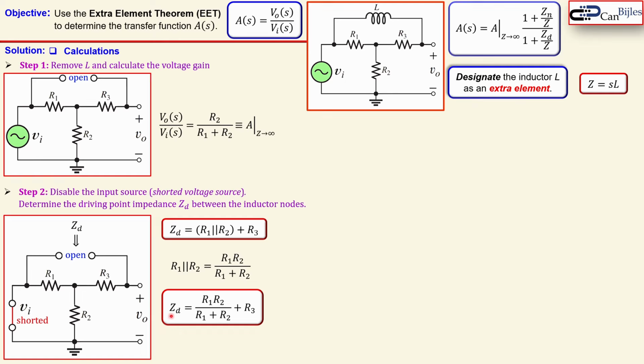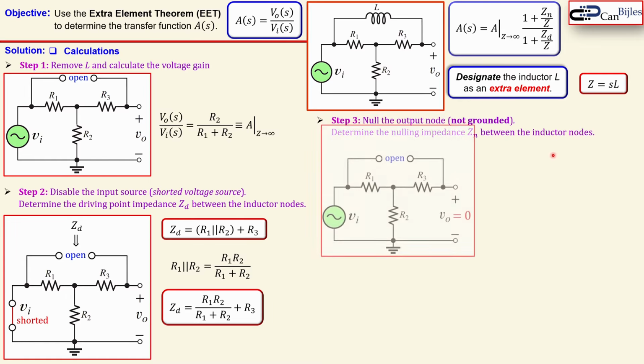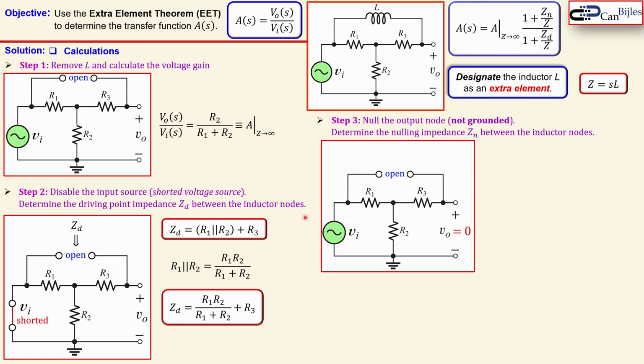And that will be then worked out in the expression for ZD. Alright, now step 3 will be to null the output node, that means not grounding but making it 0 volts, and then determine the nulling impedance Zn between the inductor nodes again. So the circuit will be like this. We have our input voltage back, that will not be a short anymore. We have here our output voltage and we null that, that is actually what it means.